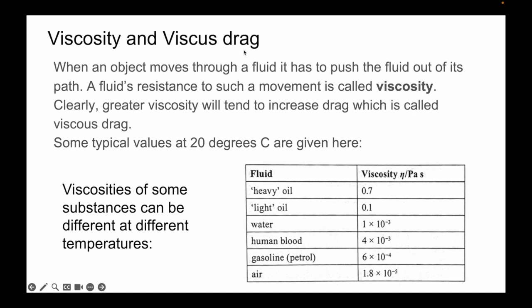For viscosity and viscous drag, what we want to talk about is, what is this word viscosity? Well, when an object moves through a fluid, it has to push the fluid out of its path, and the fluid's resistance to such a movement is called viscosity. Clearly, the greater viscosity will tend to increase the drag force, which is called viscous drag. Some typical values at 20 degrees C are over here. We're talking about heavy oil or light oil or water. What's the viscosity here? Well, you can see our Greek letter here. The viscosities of some substances can be different at different temperatures, so some things could be more thick if they get cold.